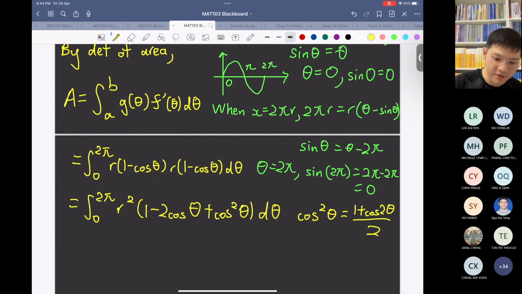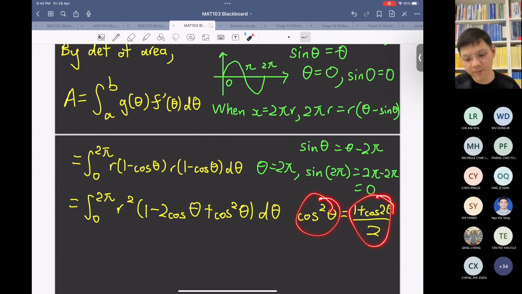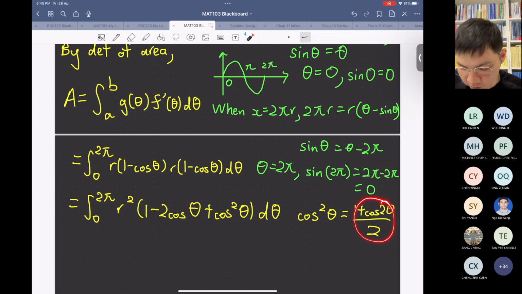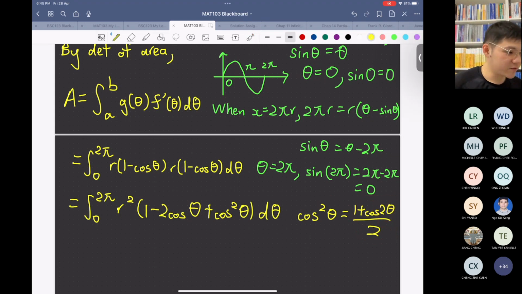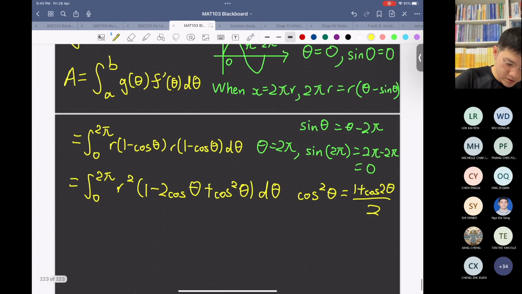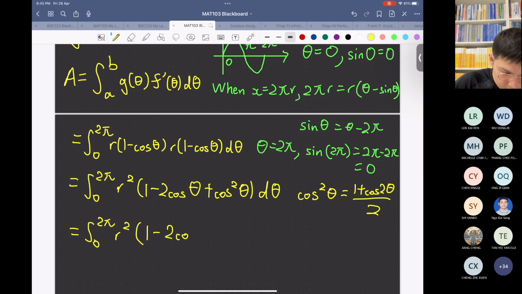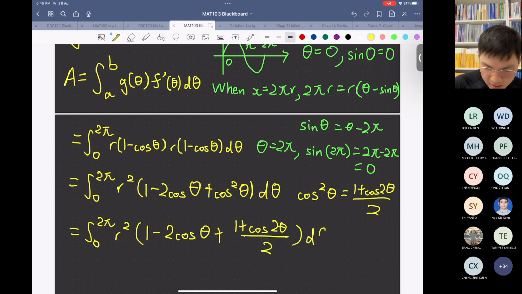Okay, so in this case, we can transform the power of cos into some function of cos with a different period. But that's fine. We know how to differentiate it as long as it is a cos function. So let's keep going. R square is our scalar now, and then we make cos square theta into 1 plus cos 2 theta over 2, and then d theta.